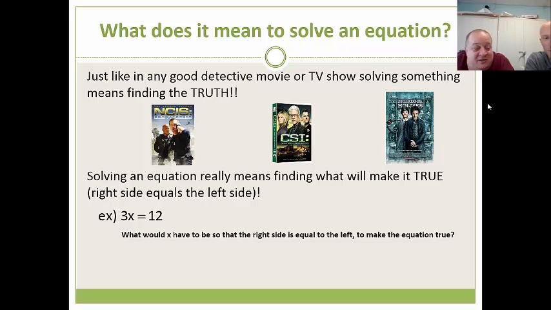Here's a good example for you. We have a problem, 3x equals 12. So what would x have to be so that the right side is equal to the left to make the equation true? Well, I would say the left side has to be 12 as well. That's true. So how are we going to know that? We've got 3x equals 12. What process are we going to use in order to get this to make sense?